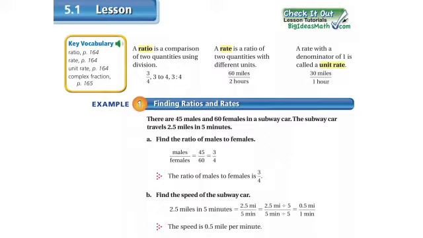The second part, find the speed of the subway car, 2.5 miles in 5 minutes, or 2.5 over 5. What we want to find, for a speed, is the unit rate. We want the denominator to be a 1. We always just divide by the denominator. So in this case, we'll divide the top and bottom by 5, and we get 0.5 miles per 1 minute. The unit rate, or the speed, would be 0.5 miles per minute.